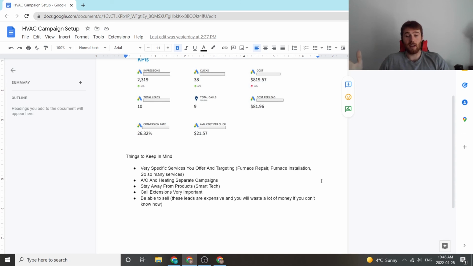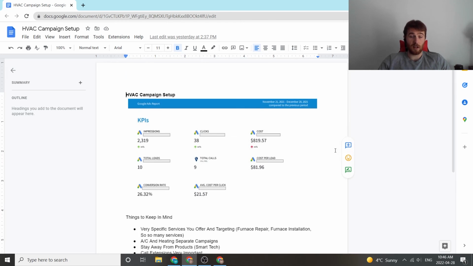Generally, it's just order taking. So you can even be rude to these people at times, and they'll still buy from you because someone recommended them to your company, and they'll just buy from you because it's convenient, and their friend trusted you, so why wouldn't they trust you, right? So make sure you're able to sell with these campaigns. Very important because if not, you're going to waste a lot of money.